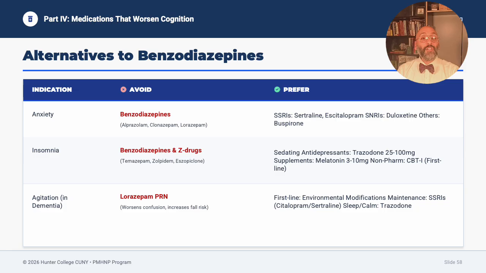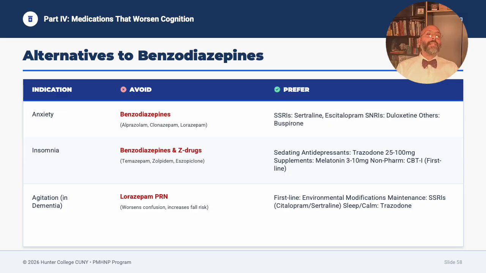Now this slide answers the most common pushback questions. Like, if we're not using benzodiazepines, then what can we possibly do? Well, for anxiety, there are specific agents to avoid, right? So we want to avoid alprazolam, clonazepam, lorazepam. Instead, ideally, you want to treat that underlying disorder. So you'll do things like SSRIs, SNRIs, buspirone, addressing the anxiety without impairing cognition or creating dependence.